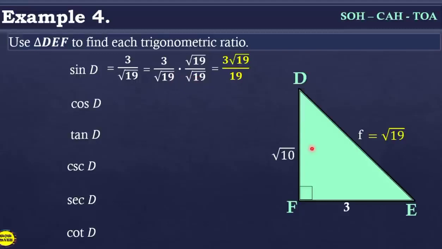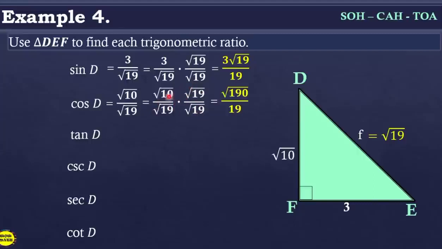So, we have cosine D. D is still our angle. Your cosine is adjacent over hypotenuse. So, this is your adjacent, and this is the hypotenuse. So, for cosine, adjacent, square root of 10 over square root of 19. Again, we cannot have a square root in the denominator, so we multiply it again by square root of 19, rationalizing. So, that is square root of 190 over 19.